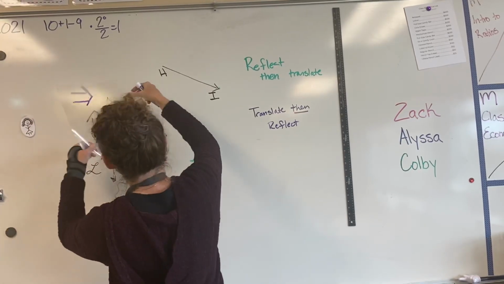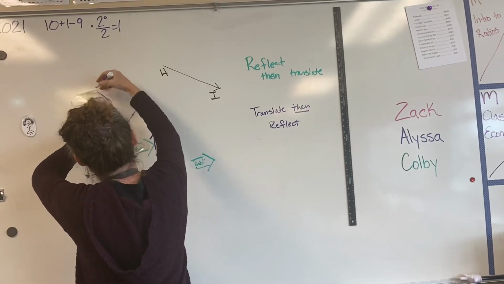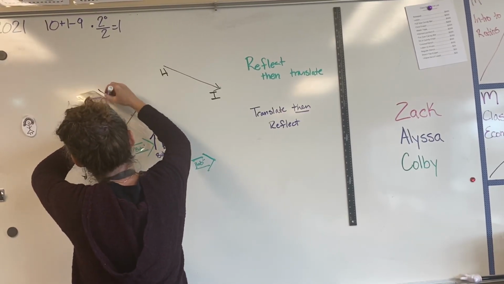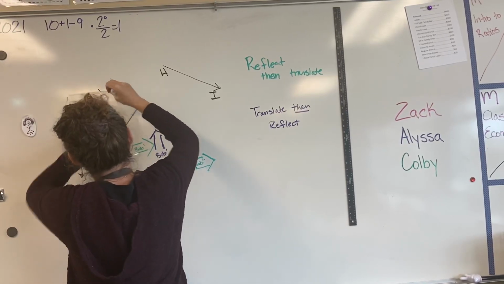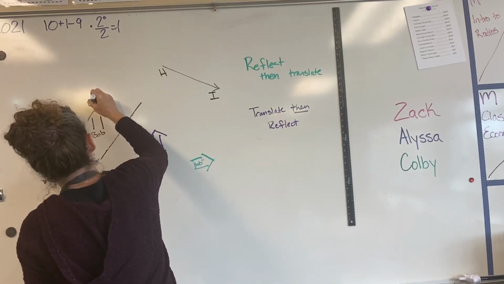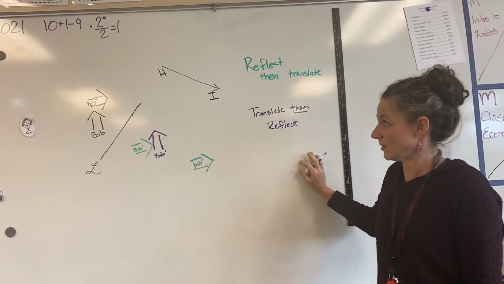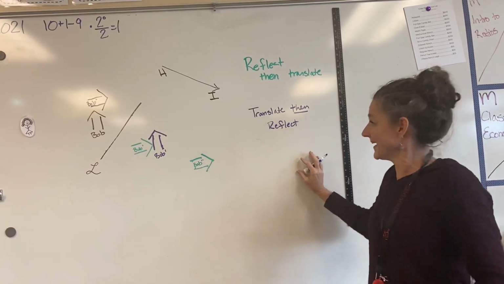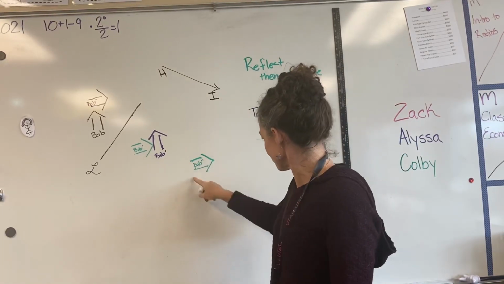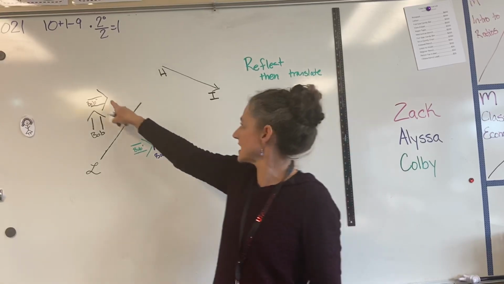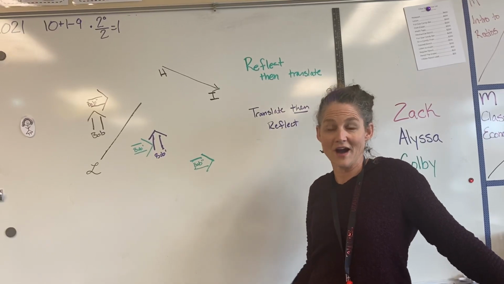Okay, now I'm gonna reflect it. Holy smokes! It's clear up here. You guys see that? What's this guy's name? Bob double prime. Does it matter what order I go in? Yes, it does. When I reflected first and then translated, it ended up clear down here. When I translate and then reflect, it ended up clear up there. Does it matter what order you go in? Yes, it does.